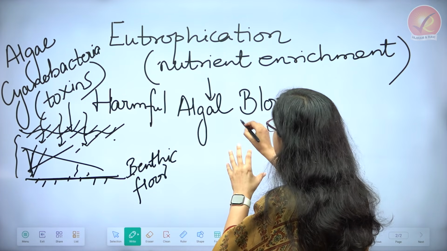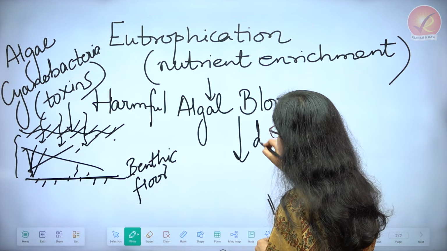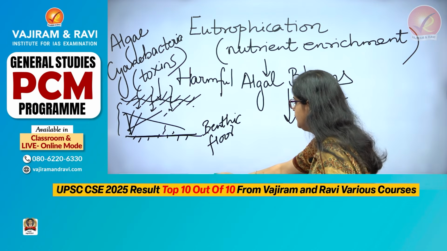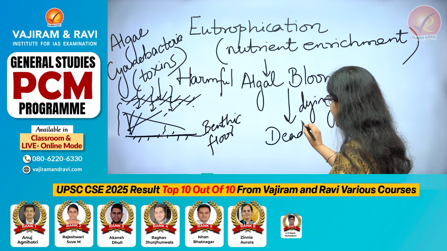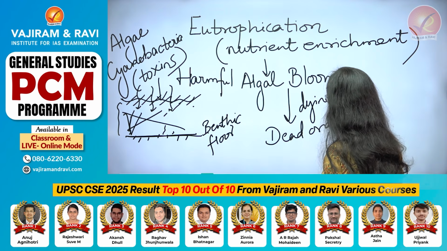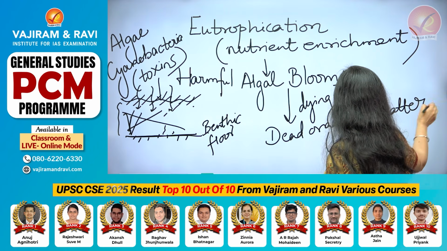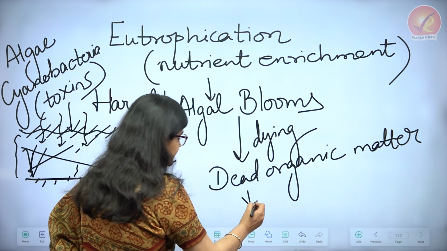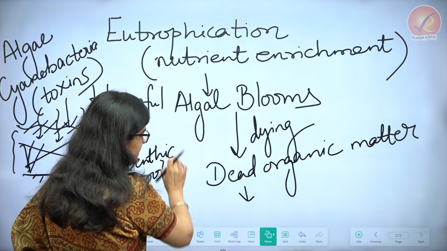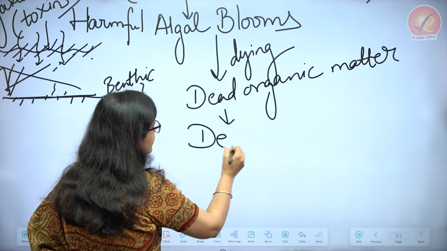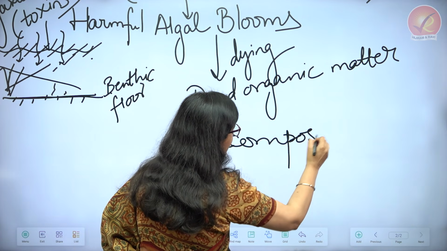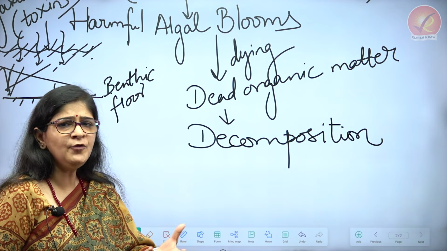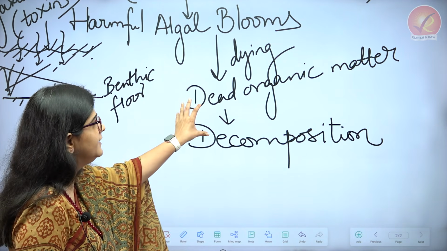Right, so now we have this harmful algal bloom which is dying, and we have some other plants as well dying. Once it starts to die, we have lots and lots of dead organic matter in this water body. And now the dead organic matter will undergo the process of decomposition. So decomposition starts. Now when decomposition starts, we have decomposing bacteria which will proliferate. We have decomposing bacteria which will be quite active, and this decomposing bacteria will require a lot of oxygen for decomposition of the dead organic matter.